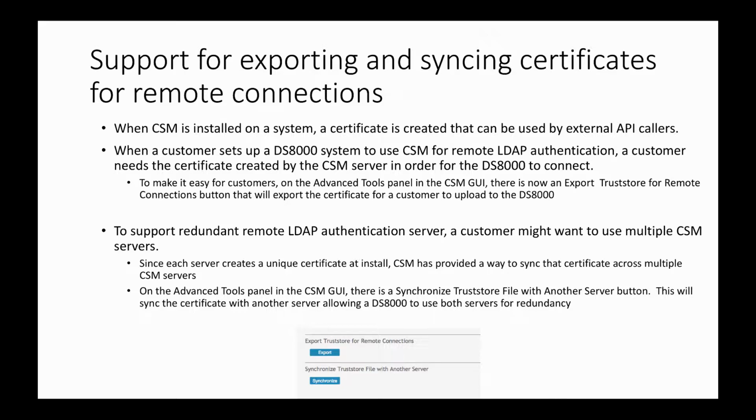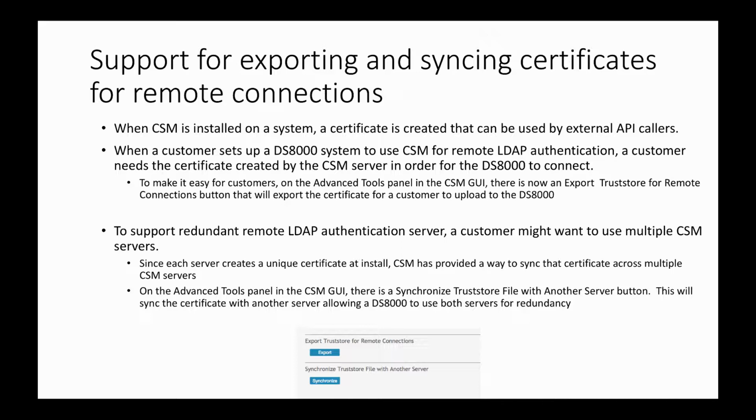Alright, so the first one I want to talk about is our support for exporting and syncing certificates for remote connections. So when CSM gets installed on a system, a certificate is created by default. That certificate can be used by the external API callers so that a secure connection is formed. For example, when you set up the DS8000 to use CSM for remote LDAP authentication, a certificate is necessary so that the DS8000 can talk to the CSM server. And so this, we've tried to make it a little easier.